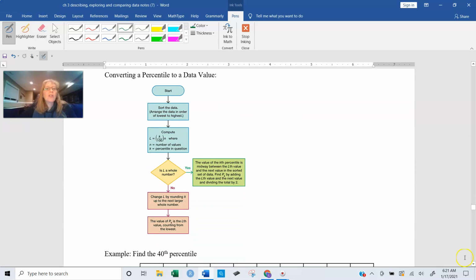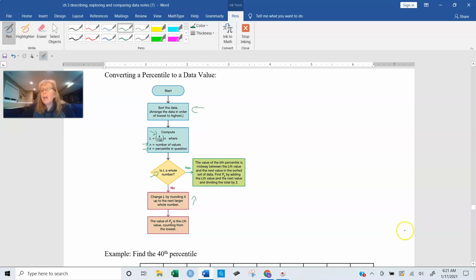All right, just a quick little diagram to help us get there. First, you have to sort the data. You calculate K divided by 100 times N, which tells you where you're at, N being the number of values and K the percentile in question. Is it a whole number? If the answer is yes, then you have to add the two and divide. If the answer is no, you round up to the next whole number, and this will tell us where we're at.